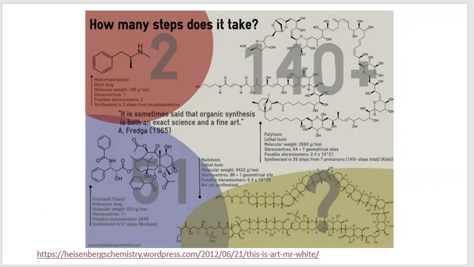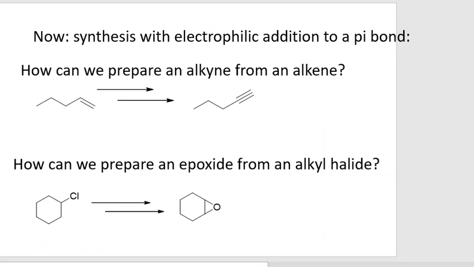So this semester you won't be doing 140-step syntheses. We'll be looking at problems such as how we can prepare an alkyne from an alkene, how we can prepare an epoxide from an alkyl halide. You will have to combine several syntheses or several reactions that you've learned about in order to do these transformations.